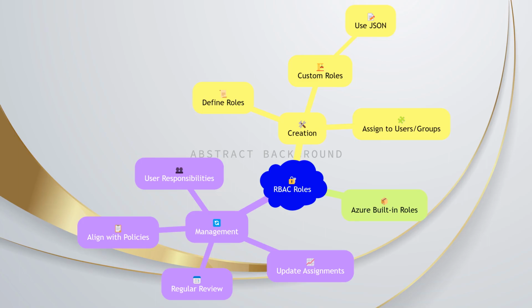Creating and managing RBAC roles involves defining roles and assigning them to users or groups. Azure provides built-in roles, but organizations can also create custom roles to meet specific needs. To create a custom role, administrators define a set of permissions using JSON and assign the role to users or groups. Managing RBAC roles involves regularly reviewing and updating role assignments to ensure they align with organizational policies and user responsibilities.